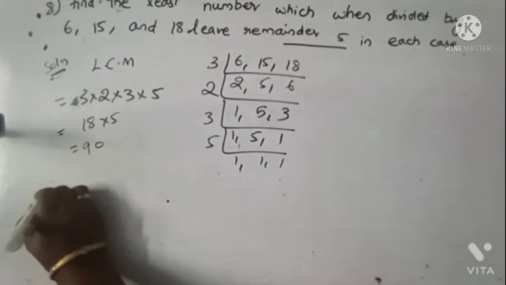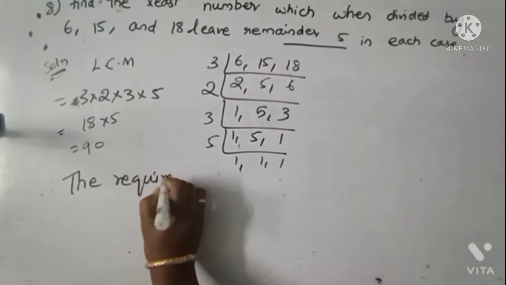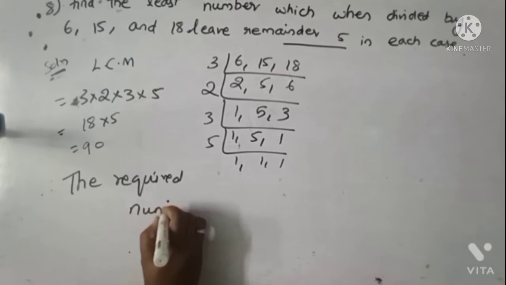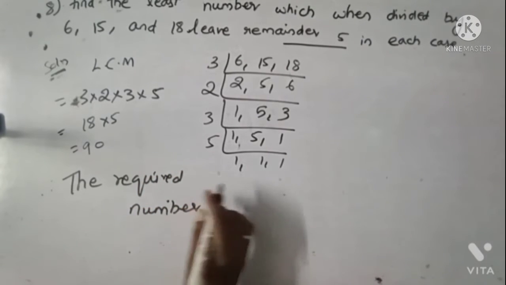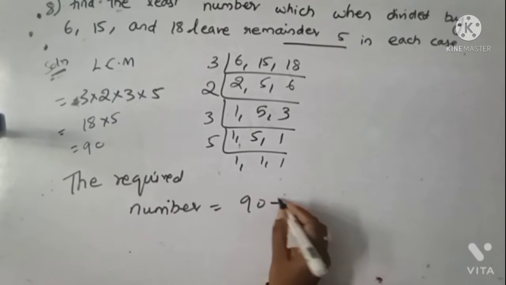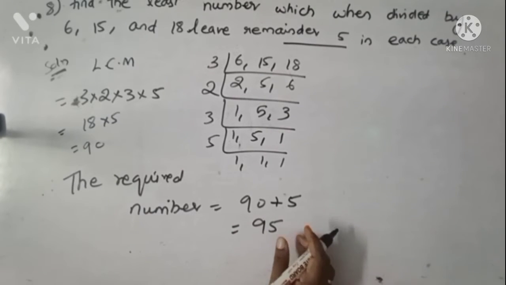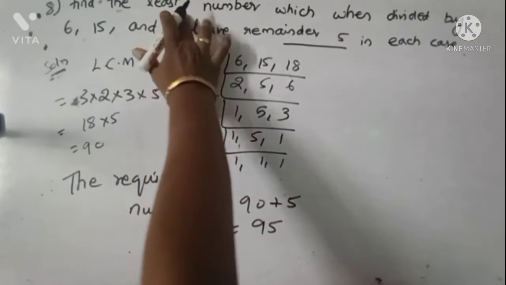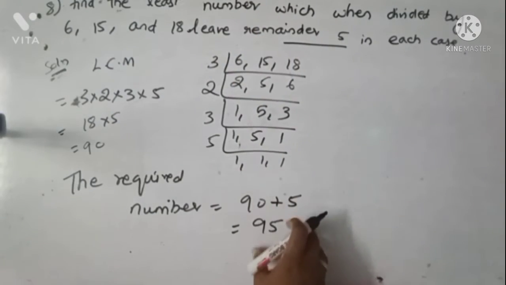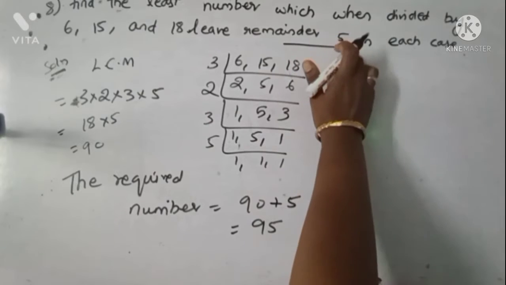So therefore the required number equal to 90, that is the LCM of all these numbers, 90 plus remainder 5, so it is equal to 95. So 95 is the required least number that when divided by all the three numbers leaves a remainder 5.